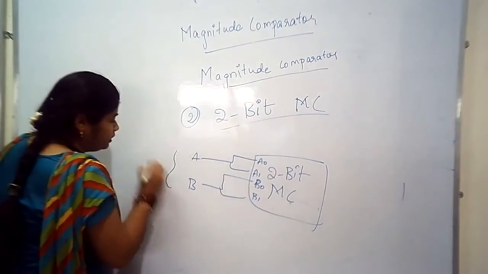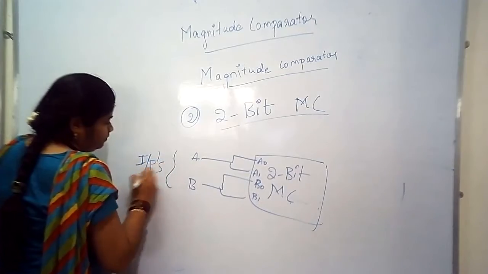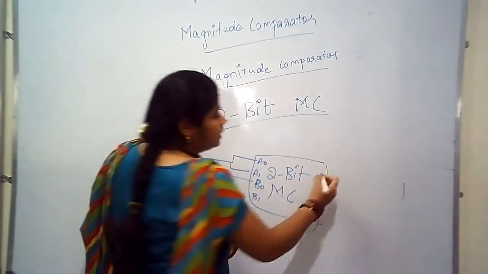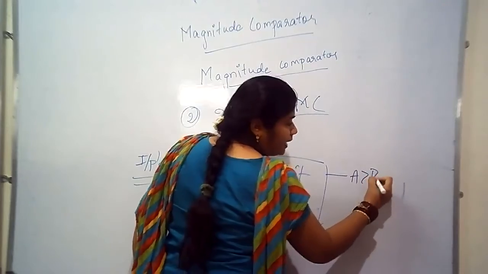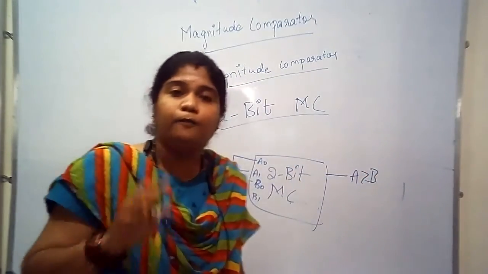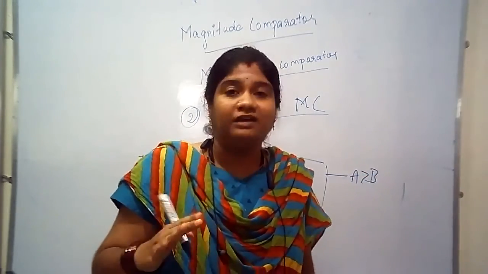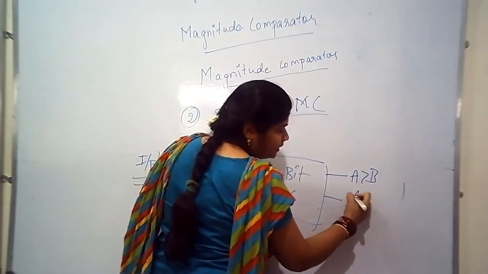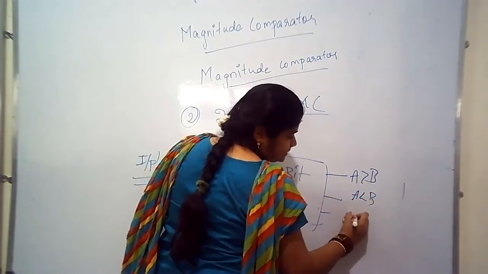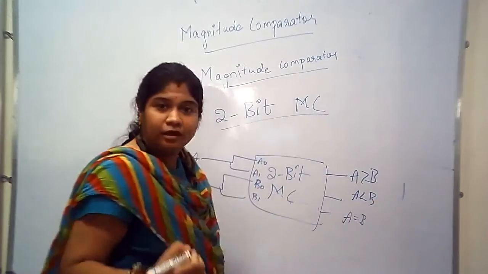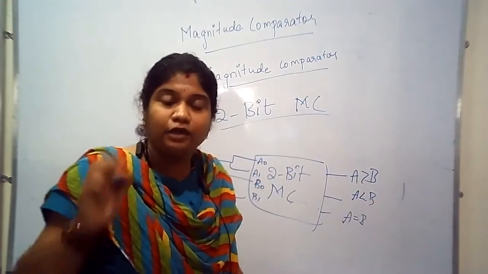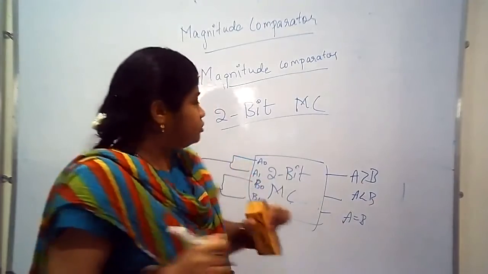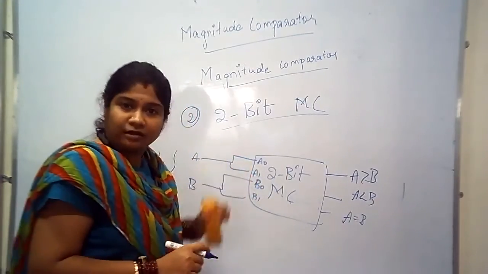So these are the inputs. Then what about the outputs? As usual, I'm going to repeat once again, the outputs remain constant whatever the magnitude comparator: A is greater than B, A is less than B, A is equal to B. So I think you have understood this 2-bit magnitude comparator: 2 bits of A and 2 bits of B that we are going to compare.